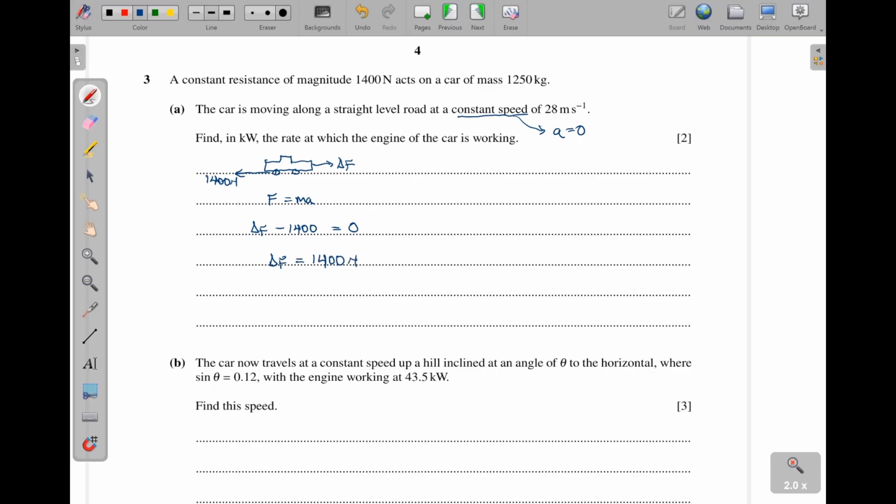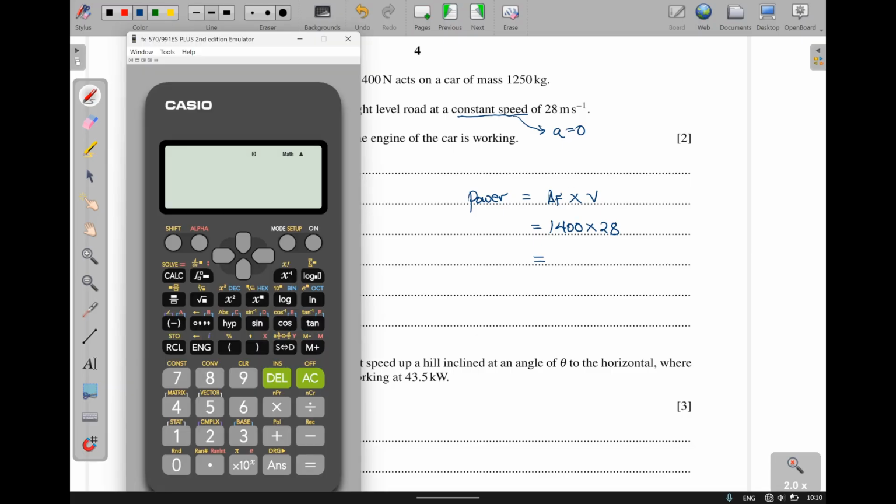Then we know that power is the rate of doing work. And work is force times distance, divided by the time. So distance over time is actually speed. That simply implies that power is the force times the speed. So that's why we write driving force times the velocity. The driving force here is 1,400, times the constant speed of 28. So then what do we get?